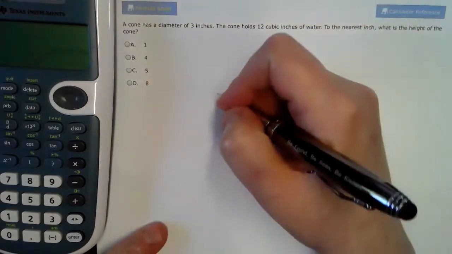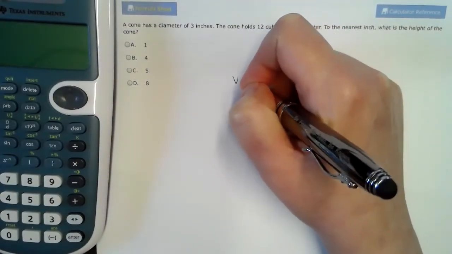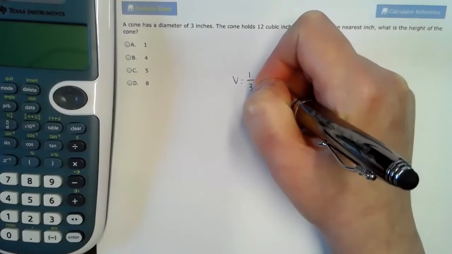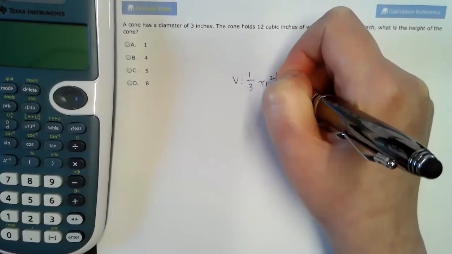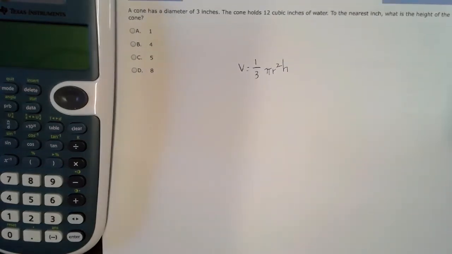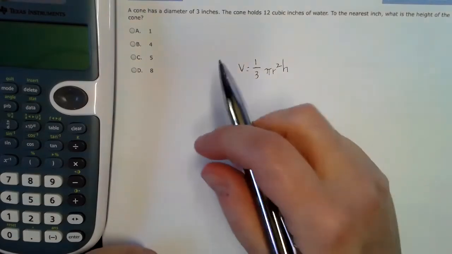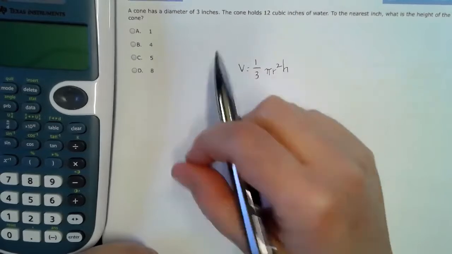And the volume for a cone is volume equals 1/3 pi radius squared times height. And really, again, you're just going to plug numbers into the formula and then calculate out. And you do not need to memorize formulas. They will be on the test in a drop-down form. All right, we know that the volume is 12 cubic inches of water.